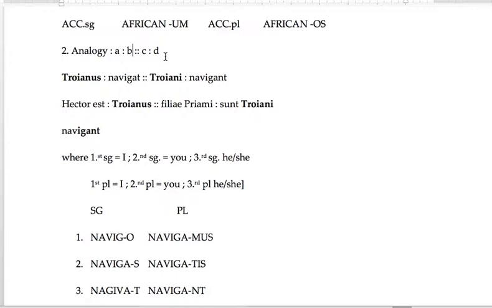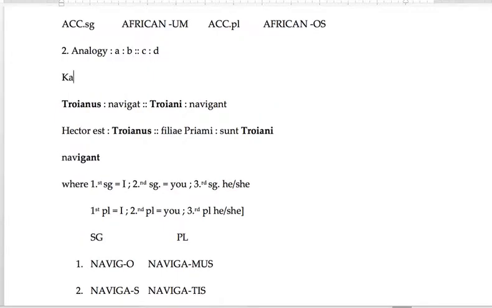State, capital, compared to a different state and a different capital.